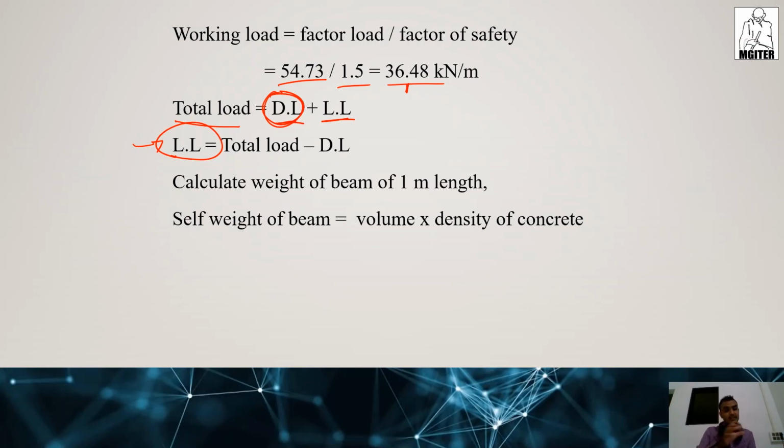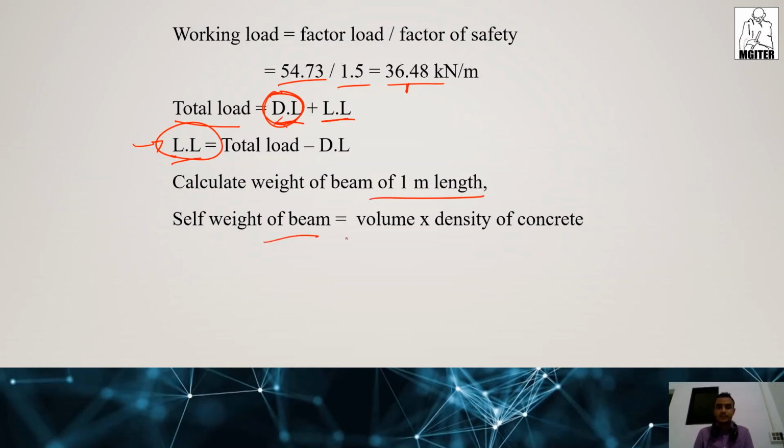So we have to find the safe load on the beam. I assume how much load I can apply on the beam, because dead load is fixed. I can change the live load. So if I want to change the live load, then I have to understand how much load I can apply on the beam. So we have to find the live load. Dead load is fixed, so calculate the weight of the beam for 1 meter length.